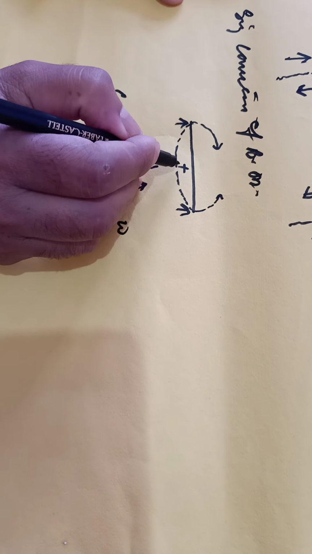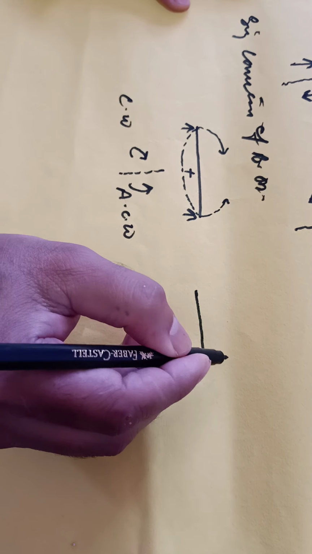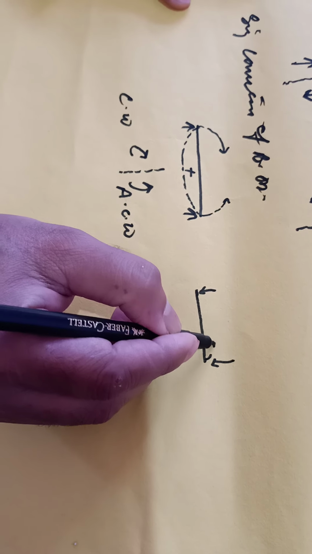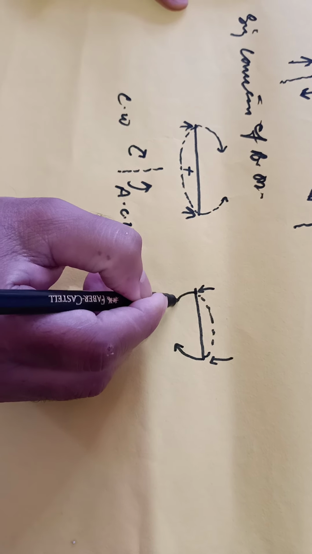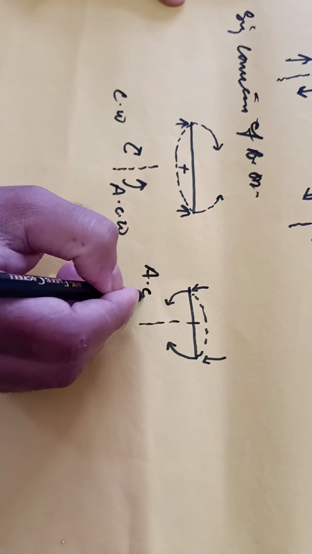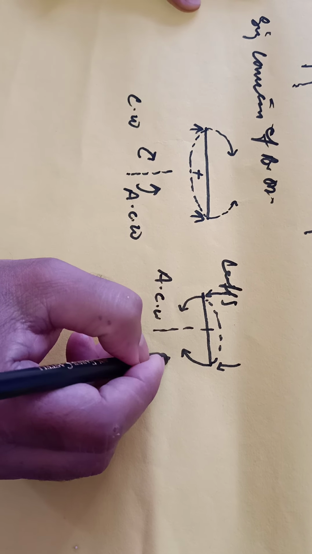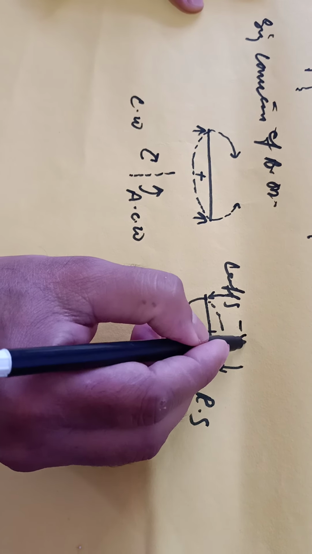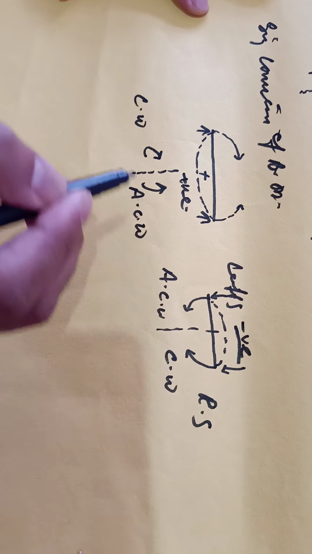In the same way, if it is anti-clockwise, I will take a section of the beam this way. If it is anti-clockwise on the left side and clockwise on the right side, then the sign convention will be negative. Here sign convention will be positive and here sign convention will be negative.